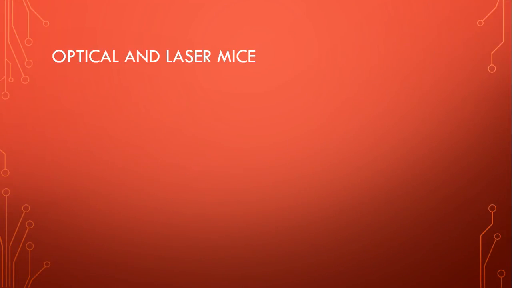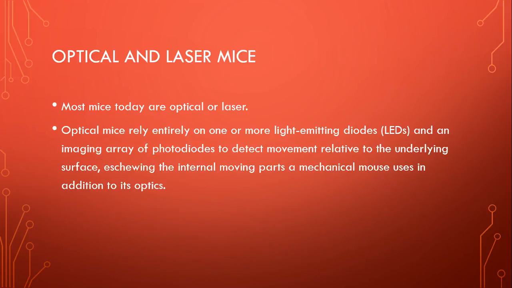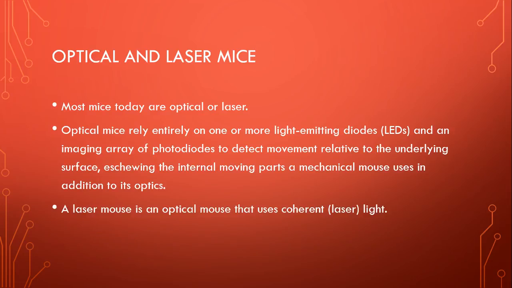All right, let's talk about optical and laser mice next. Most mice today are either optical or laser. Optical mice rely entirely on one or more light emitting diodes, or LEDs, and an array of photodiodes to detect movement relative to the underlying surface, skipping the internal parts a mechanical mouse used in addition to its optics. Remember, we're talking about mechanical mice, usually the ones that have the old tracking ball inside of them. Now, a laser mouse is an optical mouse that uses coherent or laser light.